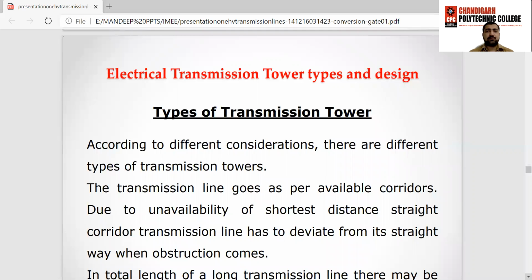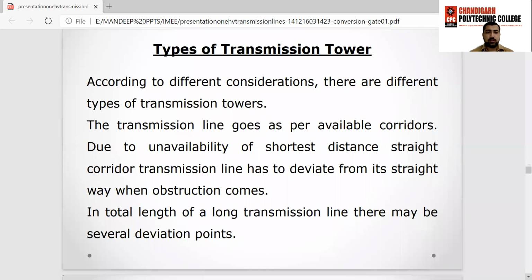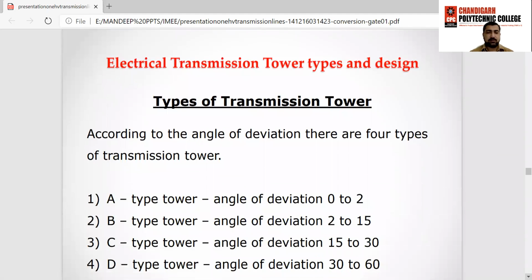Next is types of transmission tower. According to different considerations, there are different types of transmission towers. The transmission line goes as per available corridors. Due to unavailability of a shortest-distance straight corridor, the transmission line has to deviate from its straight way when an obstruction comes. In the total length of a long transmission line, there may be several deviation points. These are the towers according to the deviation given at that particular transmission line.